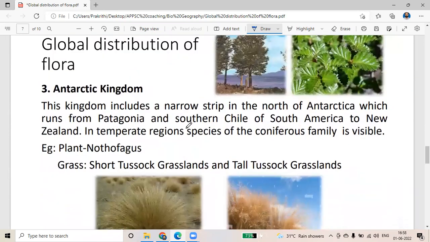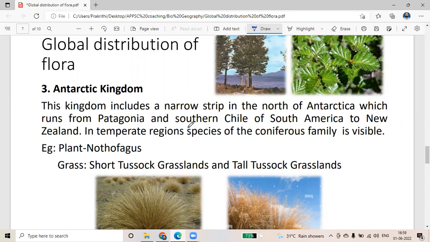Then the Antarctic Kingdom. Saying Antarctic, we know that it is in the Antarctic region, or it is in cold areas. The kingdom includes a narrow strip in the north of Antarctica, which runs from Patagonia and southern Chile of South America to New Zealand. So it is in the southern area, the southern hemisphere, in the southern tip where there is Antarctica, in that area you can see this kind of vegetation.